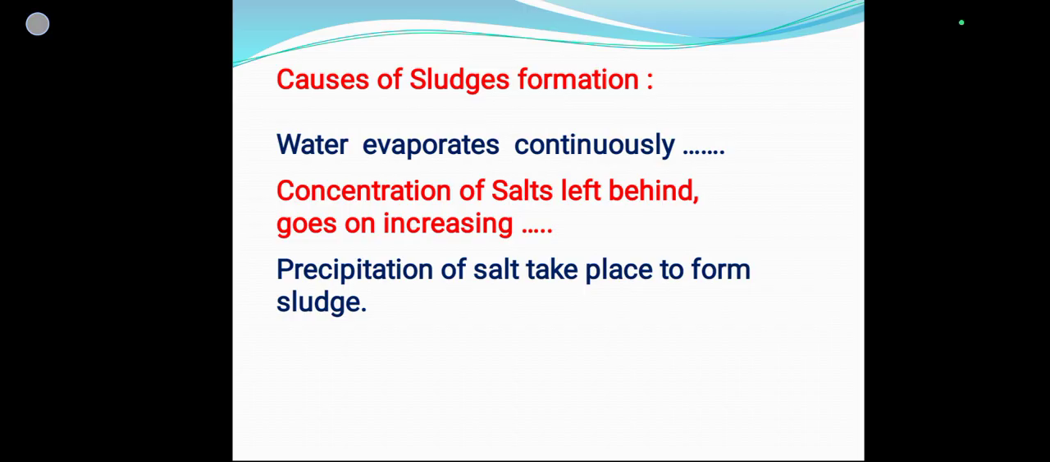Sludge. Okay. Then in the cause, simply remember that water in the boiler boils continuously. Because of that, the level of water starts decreasing and the concentration of salts present in the water goes on increasing. So because of the increase in concentration, the salts undergo precipitation, and the precipitate produced gets deposited on the inner side of the boiler in the form of what? Sludge. So the precipitate of salt is known as sludge.